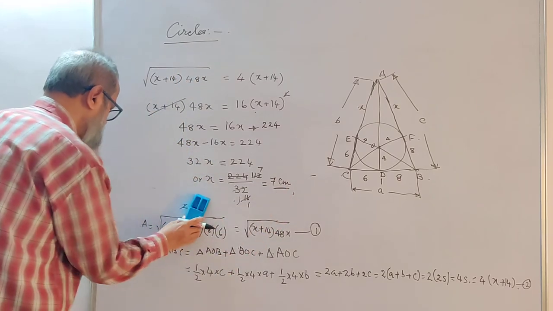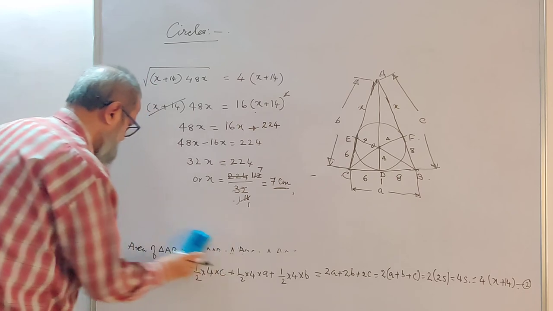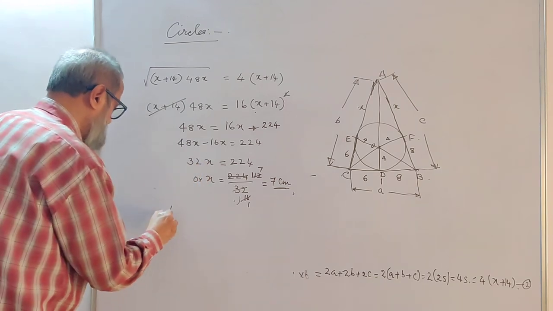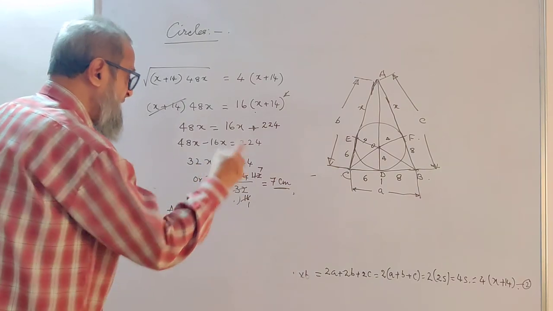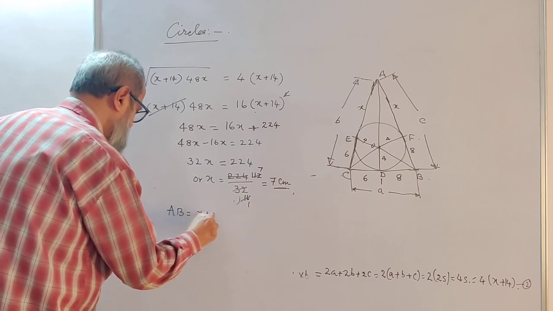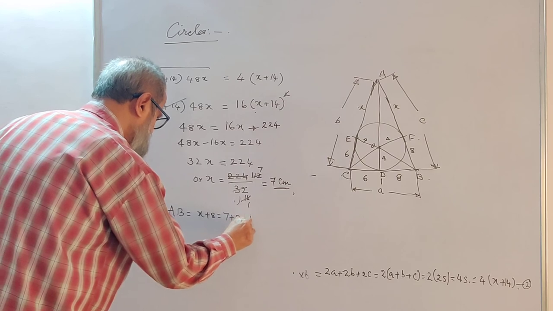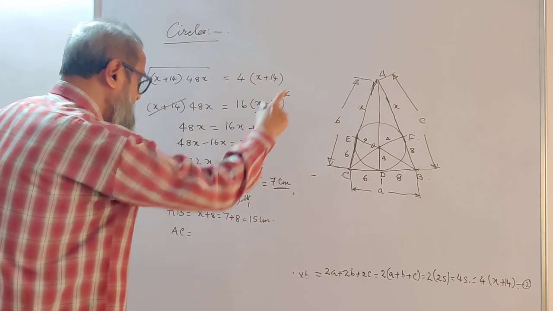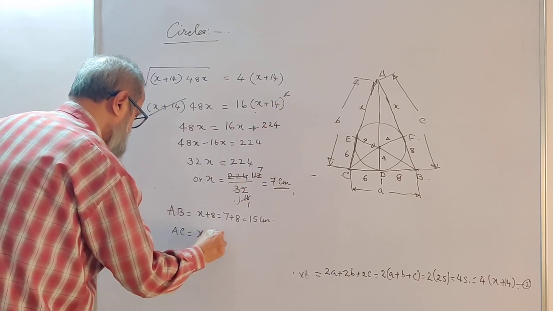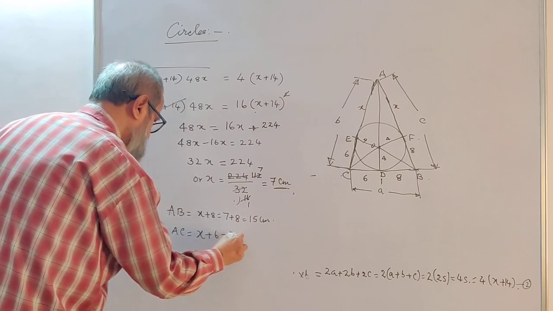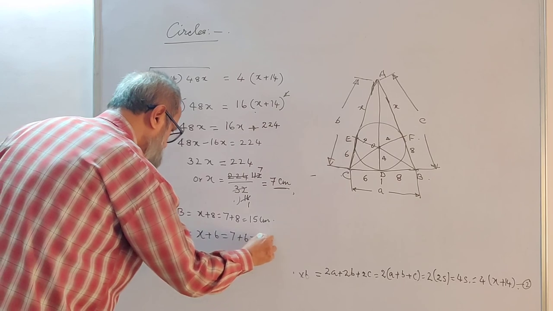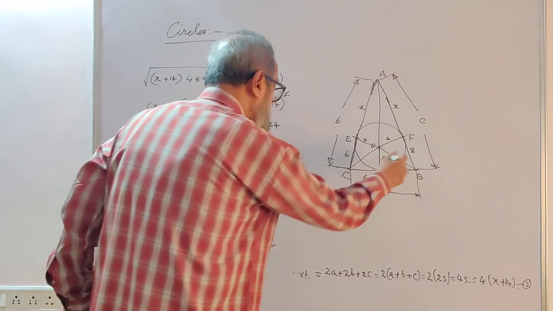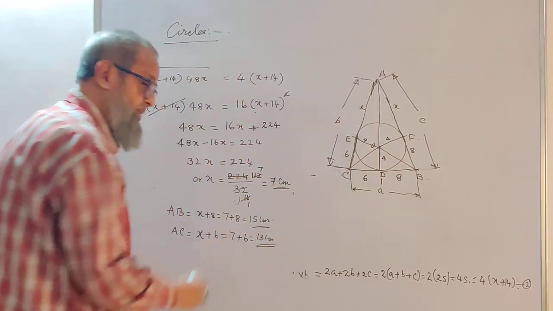X is 7 centimeters. So if x is 7 centimeters, then AB and AC, he wants us to find out. AB will be x plus 8, that is 7 plus 8, that is 15 centimeters. And AC is x plus 6, so that is 7 plus 6, that is 13 centimeters. So we got the two sides. The first side is given, and we had to find out AC and AB, and we have got it.